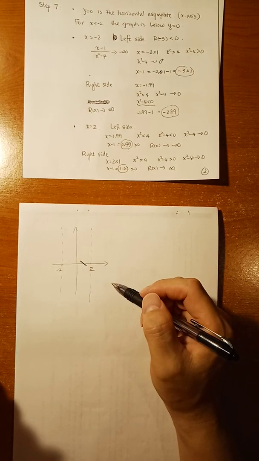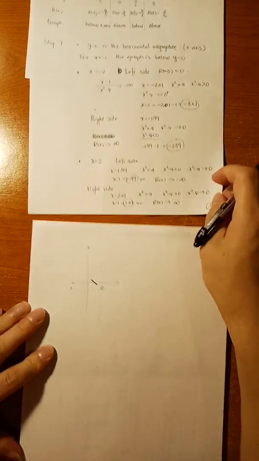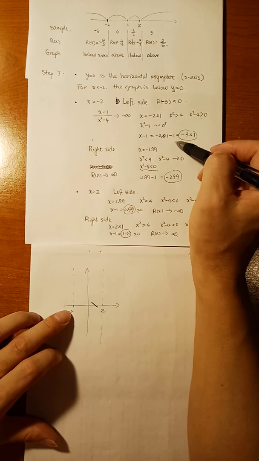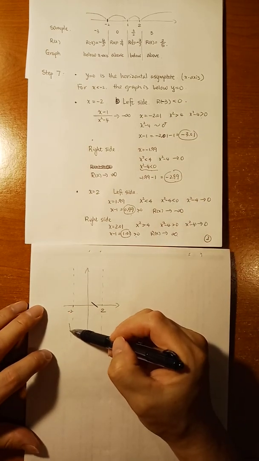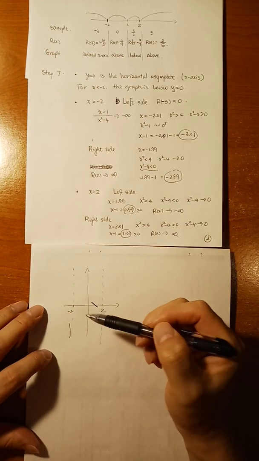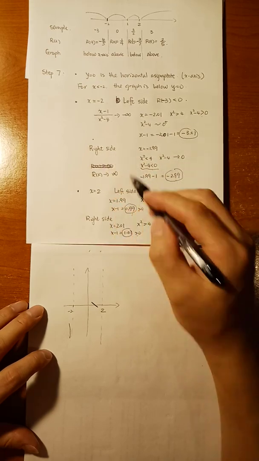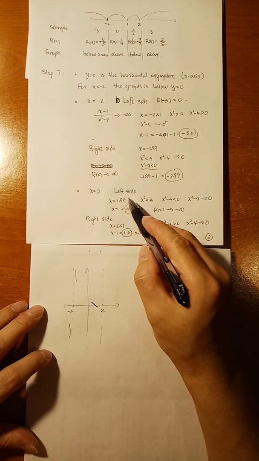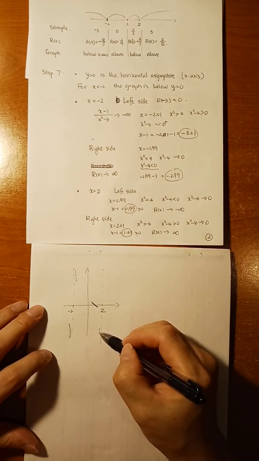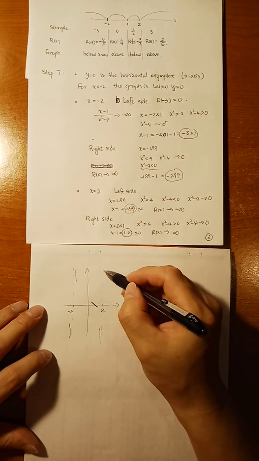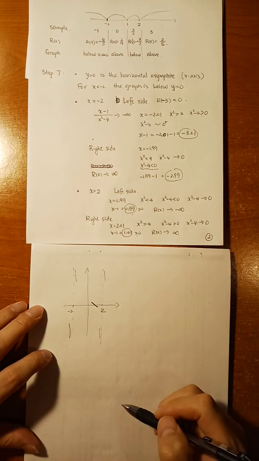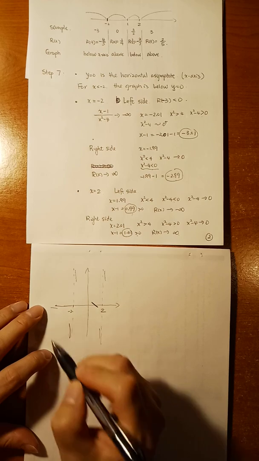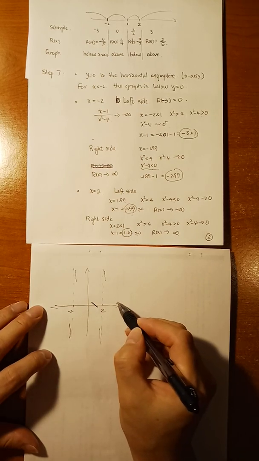And let's check. At -2, on the left side, it approaches negative infinity, this way. Don't cross it. It's negative infinity. On the right side, it approaches positive infinity. For the 2, on the left side, it approaches negative infinity. Right side approaches positive infinity. Okay, at negative infinity, it approaches 0. At positive infinity, it also approaches 0.